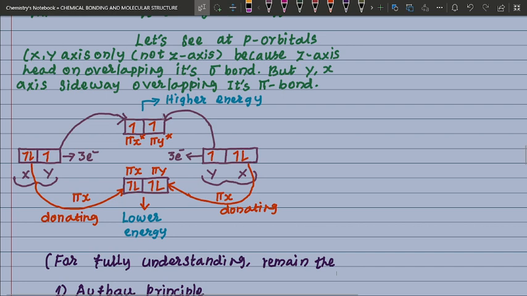This is the higher energy level, this is the lower energy level. See carefully, this orbital is donating the 2 electrons for this. Same thing here. This orbital is donating the 2 electrons here. Please, if you have any confusion, just watch the video again. Please repeat this video 1 or 2 times if you have any confusion.